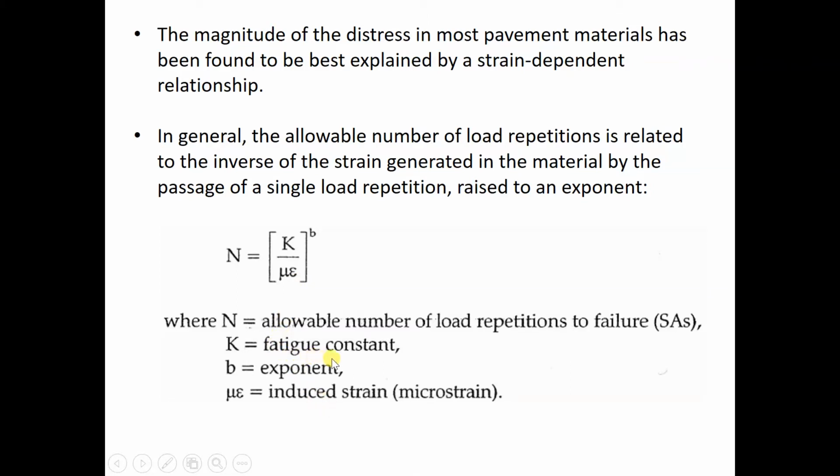So k is a fatigue constant, so it will be different for every type of material. It is different for the wearing course, for the cemented material, for the subgrade. And b is an exponent, and it's different for the wearing surface course, for the cemented materials, for the subgrade. For example, for the subgrade the exponent is 7, the cemented material is 12, and the wearing course is 7.